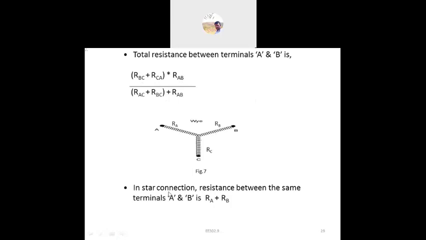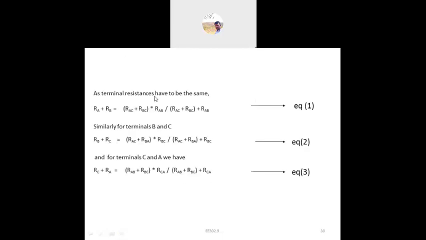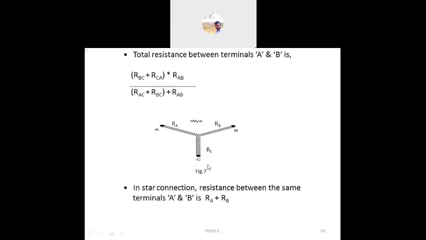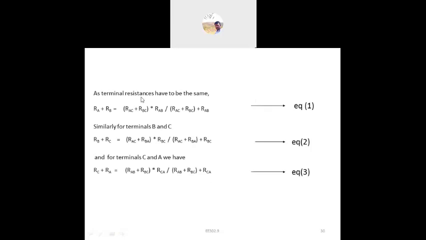In the star connection, we are assuming the resistance between the same terminals that we are connecting RA, RB, RC. The terminal resistance has to be the same. So RA plus RB, we are just assuming RA plus RB. At the terminal, the resistance has to be the same. So RA plus RB, that is the total resistance.